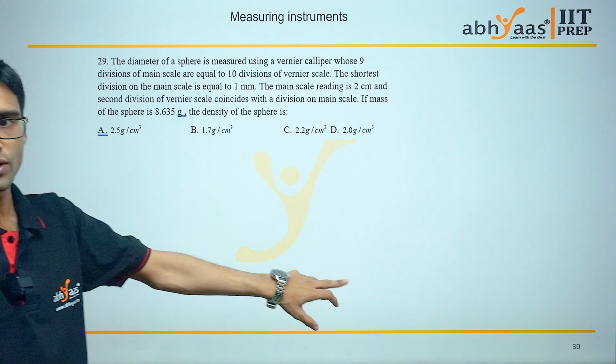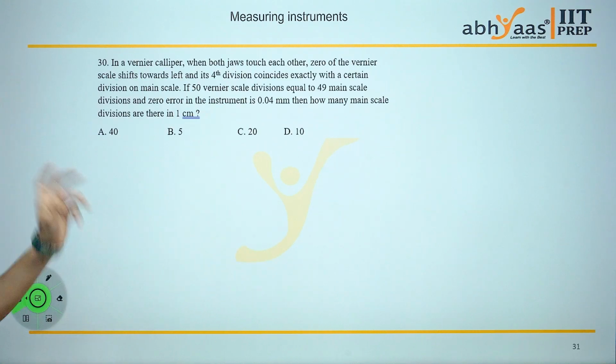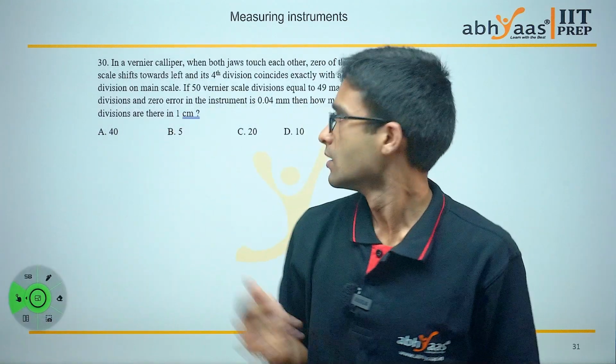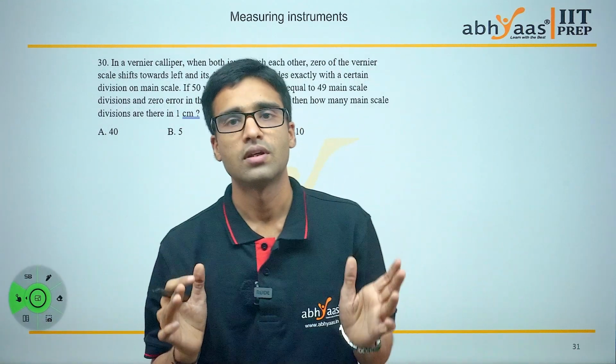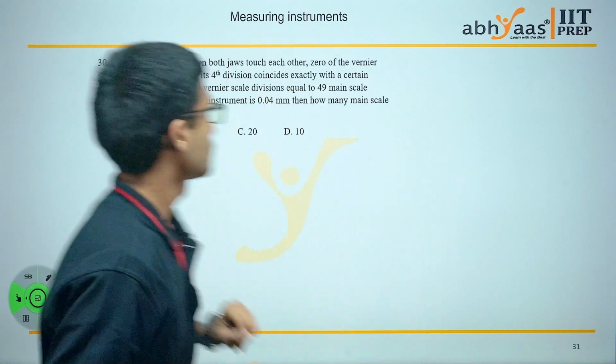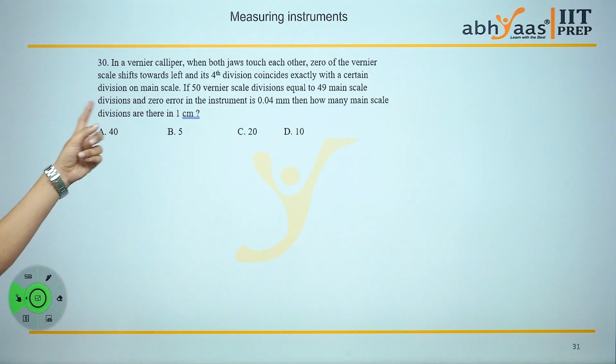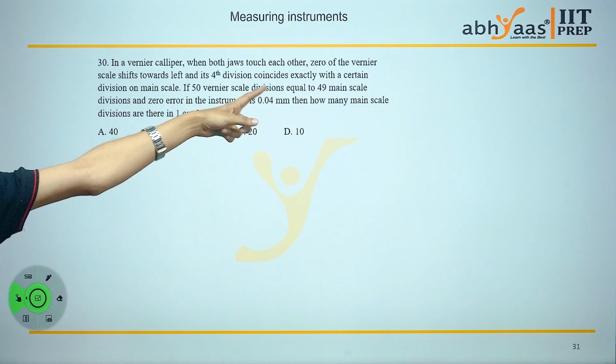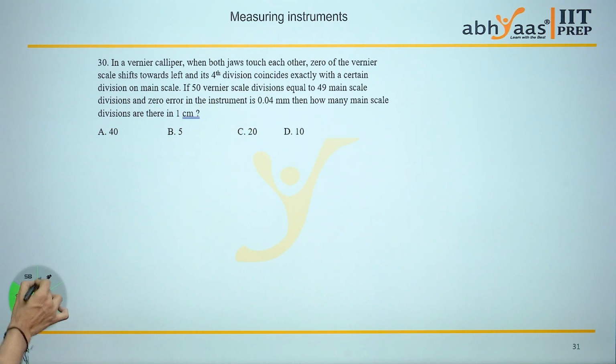So now going to the next question. Most of the questions are related to vernier calipers. If you observe, again one more question is coming from the vernier calipers. So here also if you observe, the 0 of the vernier shifts towards left and its fourth division coincides exactly with a certain division on the main scale.